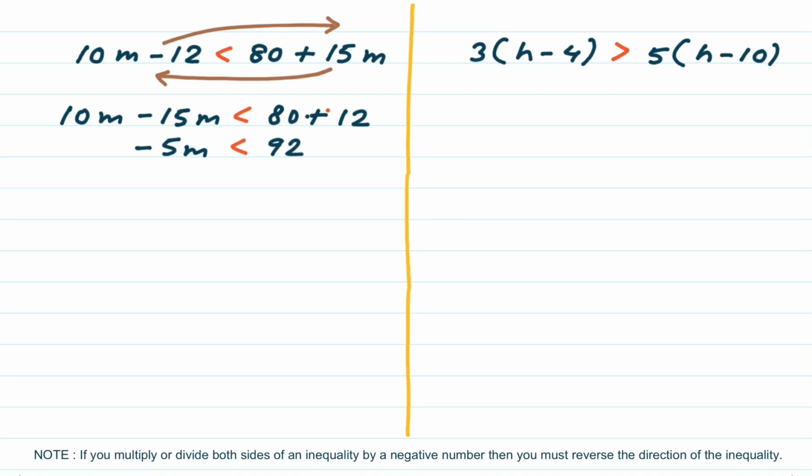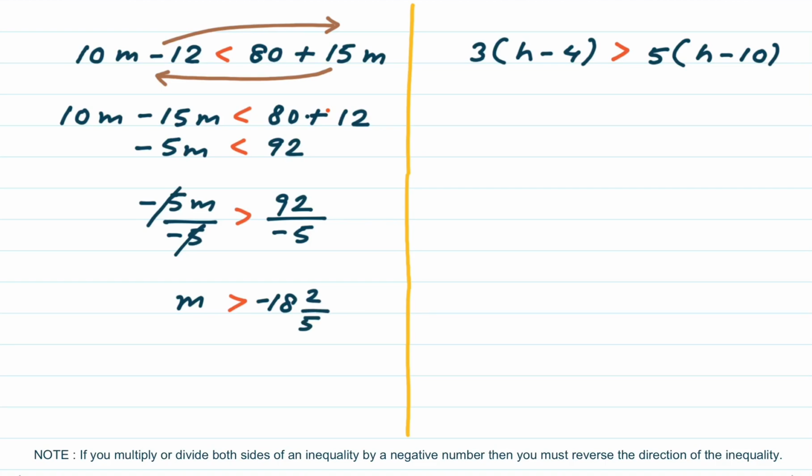We divide each side with the number negative 5. Since we divide with the negative number, we need to reverse the direction of the inequality. So finally, I get m greater than negative 18 2 over 5.